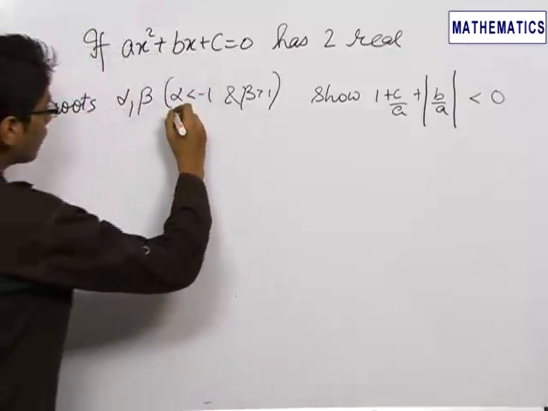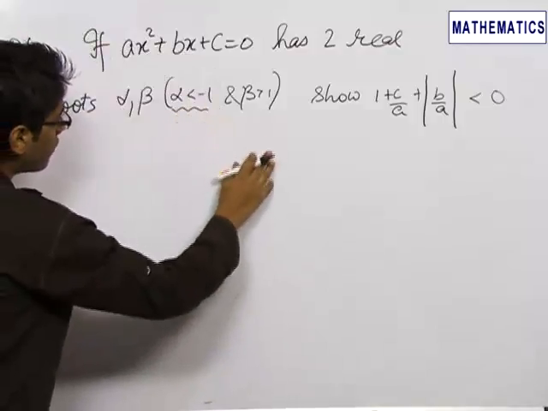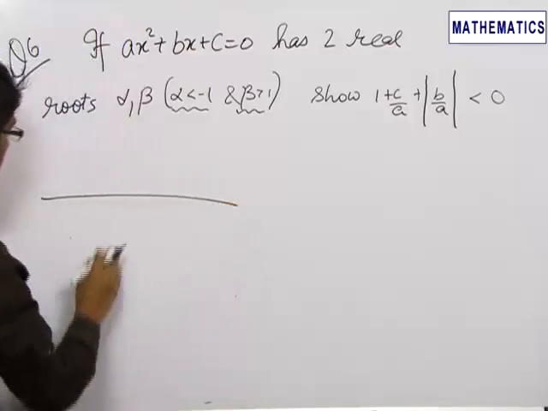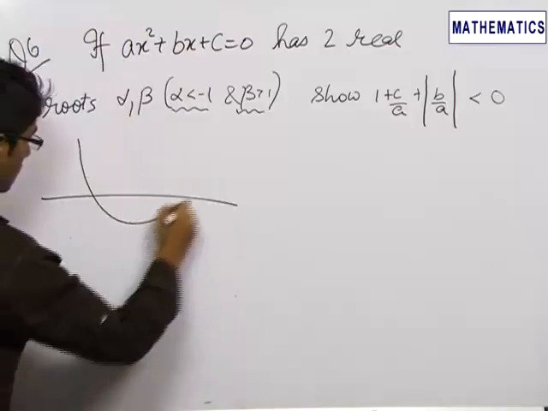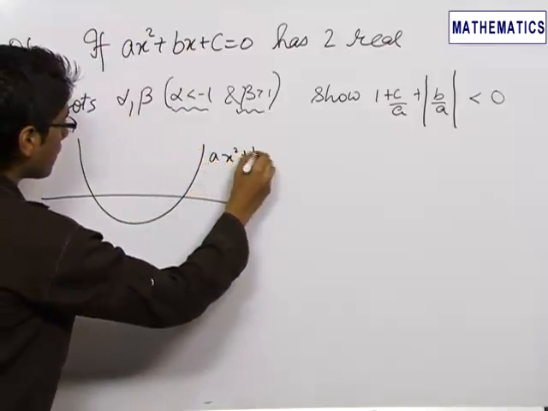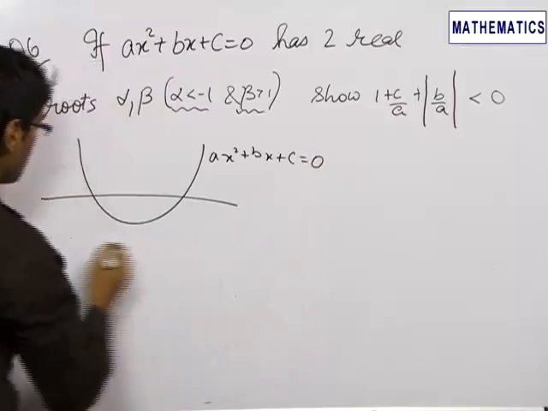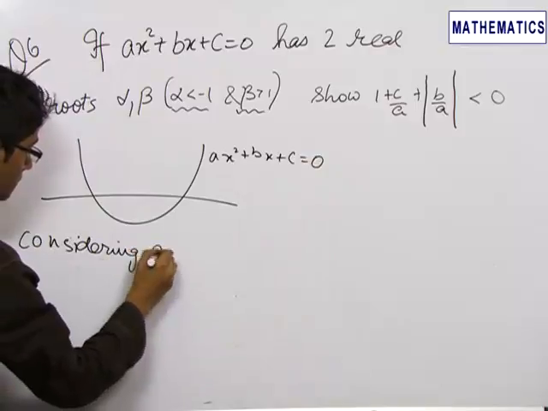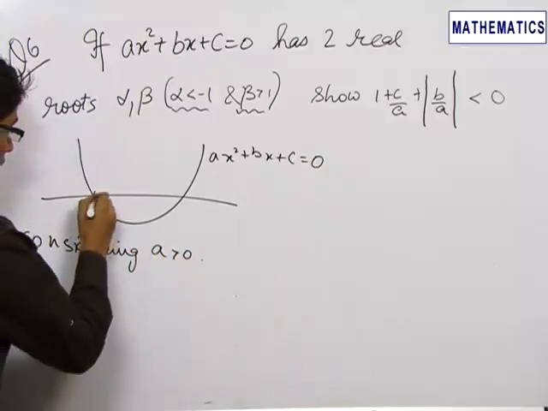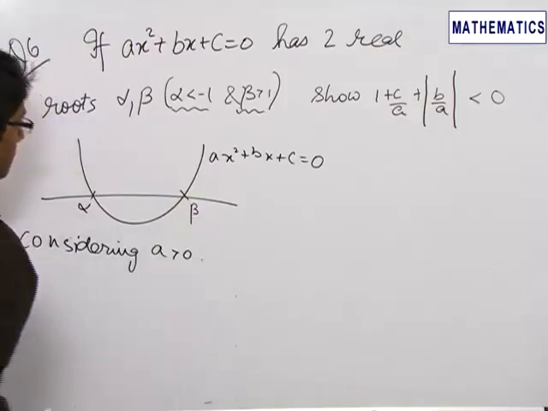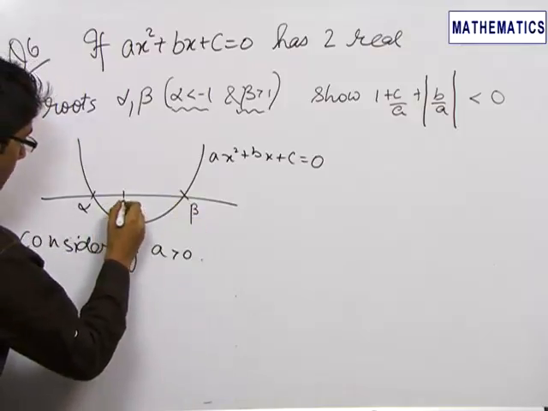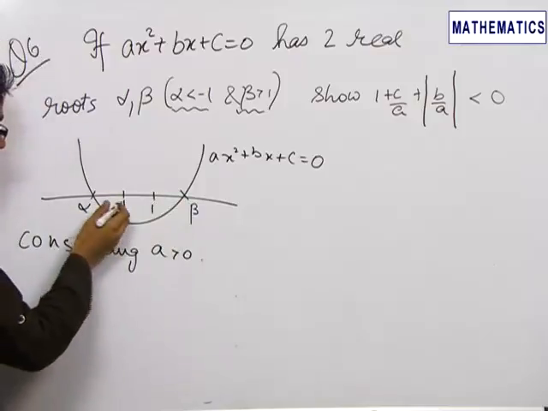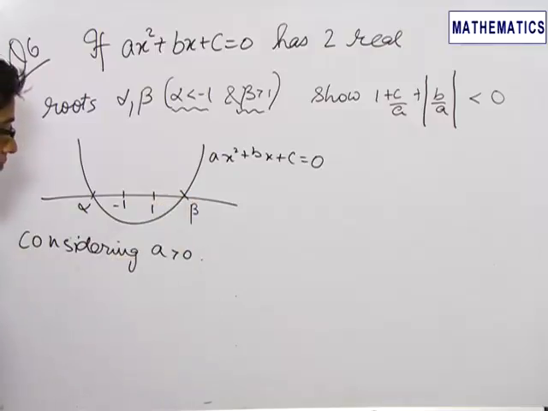We see that one of the roots is less than a given quantity and our other root is greater than the given quantity. So if we make the curve ax square plus bx plus c equals 0, considering a to be greater than 0, if this is alpha, this is beta, we can clearly say that minus 1 and 1 lie in between the two roots of the equation, since alpha is less than minus 1 and beta is greater than 1.